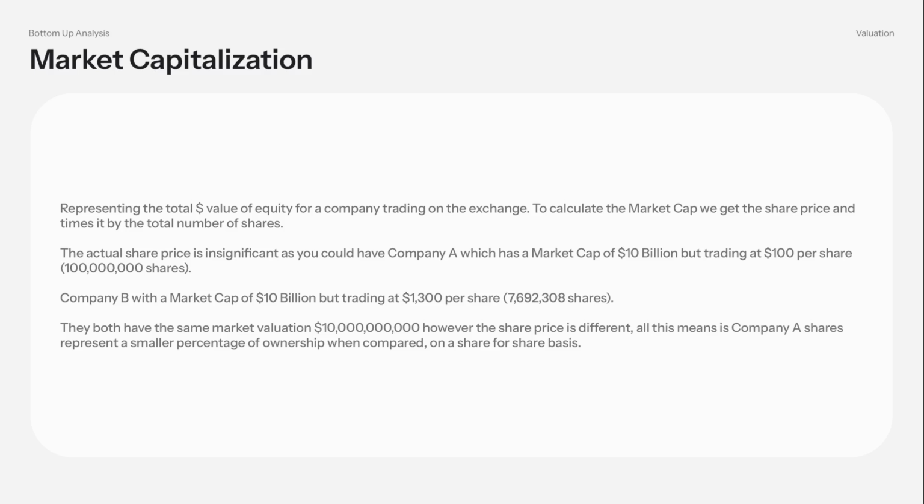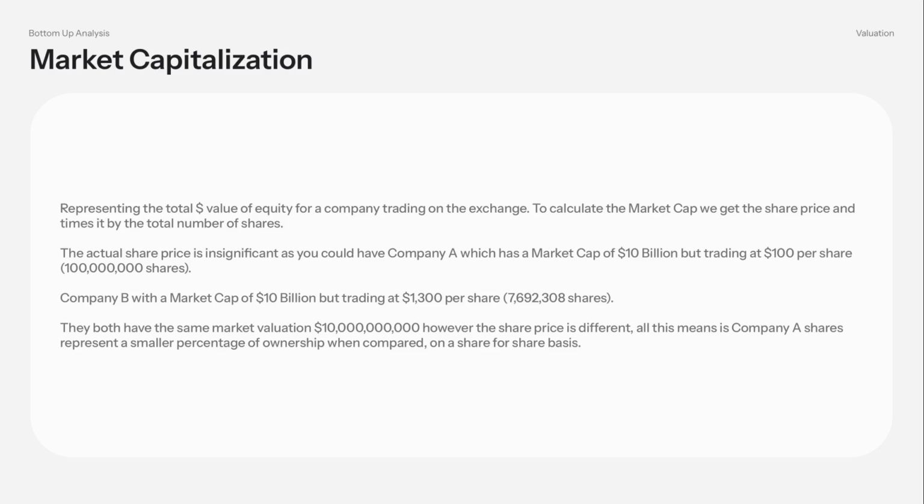The market capitalization represents the total dollar value of equity for a company trading on the exchange. To calculate the market cap, we get the share price and multiply it by the total number of shares. The actual share price is insignificant, as you could have Company A, which has a market cap of $10 billion, but trading at $100 per share, with 100 million shares.